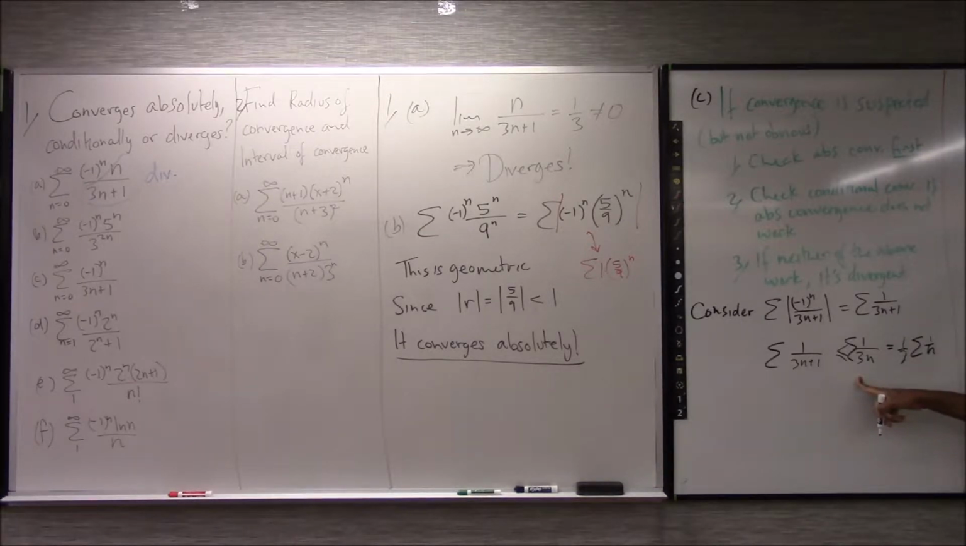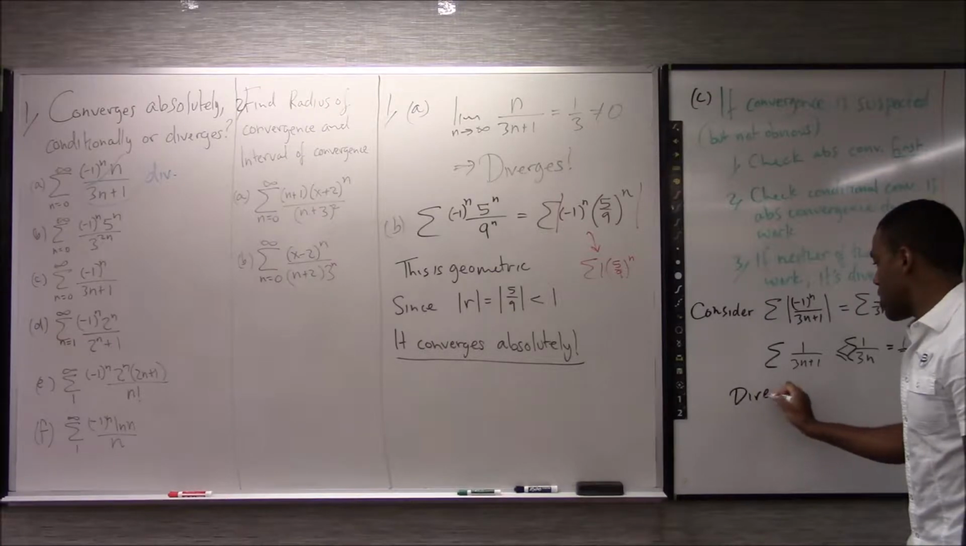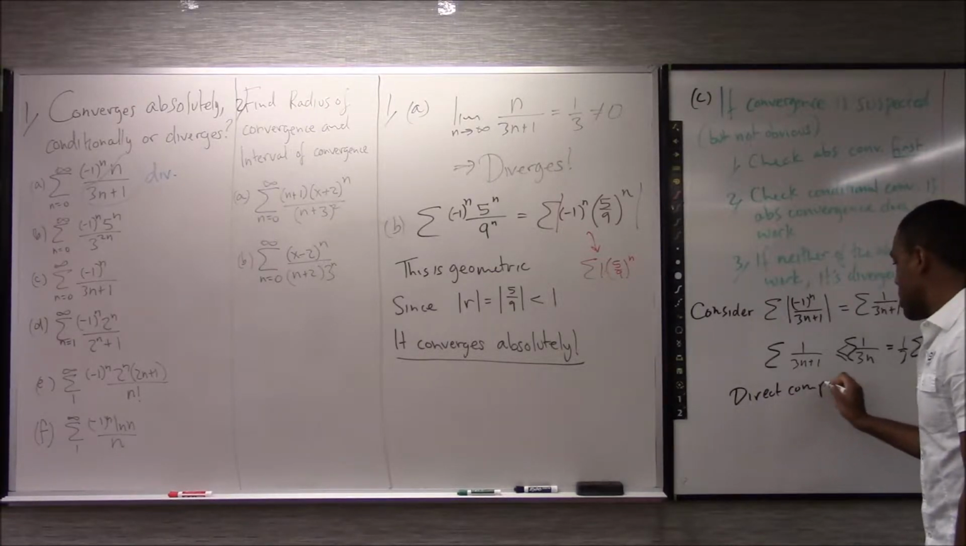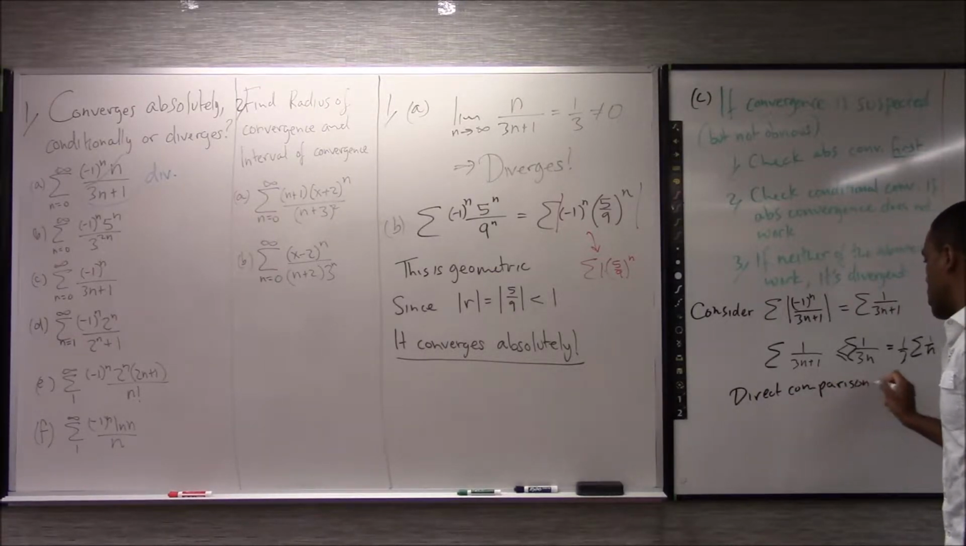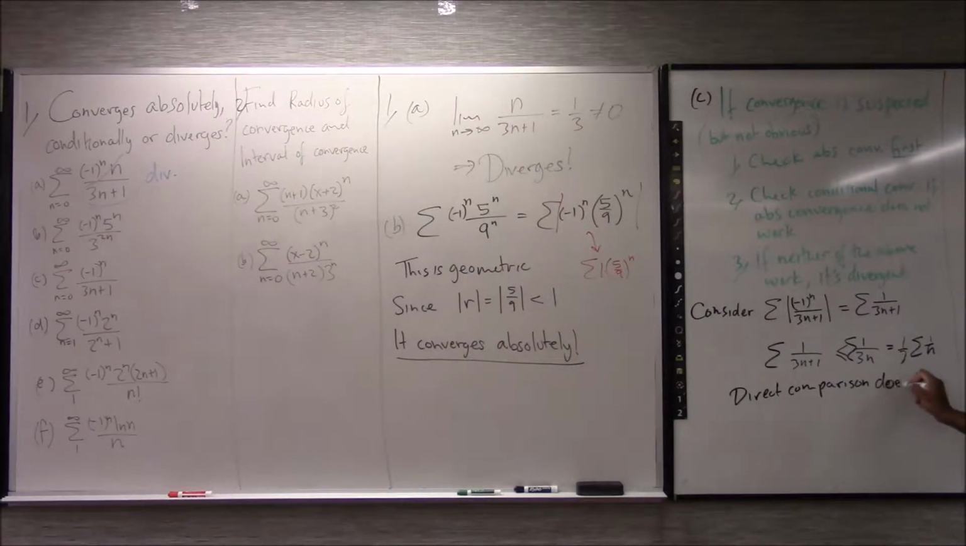So what's the next option? You use the alternating series test? Not yet. You still have to argue that this will diverge in this case. Direct comparison doesn't work because the bigger guy diverges, and you can't make a conclusion on that. So in the case where you want to use a comparison theorem, but it just doesn't apply, you use limit comparison.